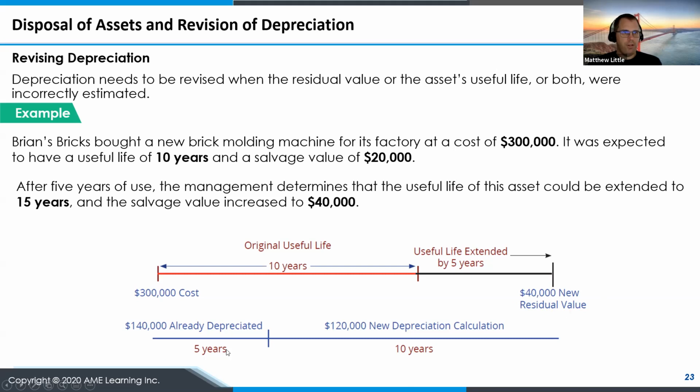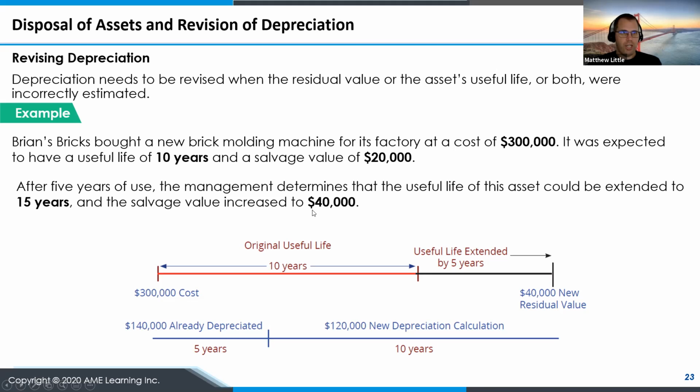During the first 5 years, I made reference that the annual amortization or depreciation would be $300,000 less 20, divided by 10, $28,000 a year times 5 years. You would have already depreciated $140,000. That tells me that our net book value at the end of the 5 years would be the purchase of $300 less the $140 is $160,000 net book value at the end of 5 years.